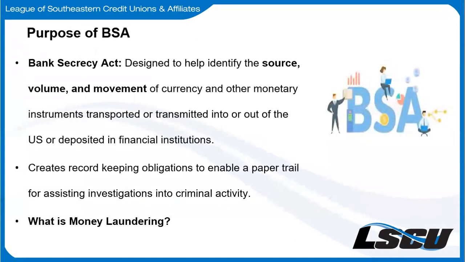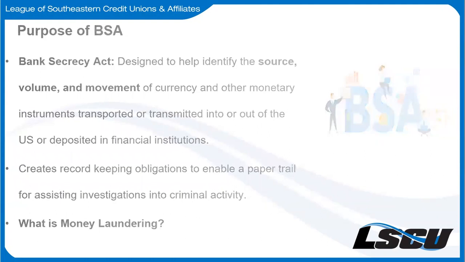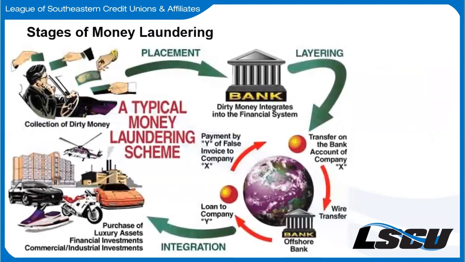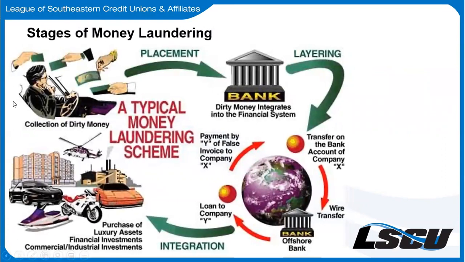So the Bank Secrecy Act was designed to identify the source, volume, and movement of currency across the United States and into financial institutions, as well as creating that record-keeping obligation to create the paper trail. And money laundering can be nicely defined by this chart here, starting off in the top left with the collection of dirty money. Dirty money is defined as any money coming from an illegal source.